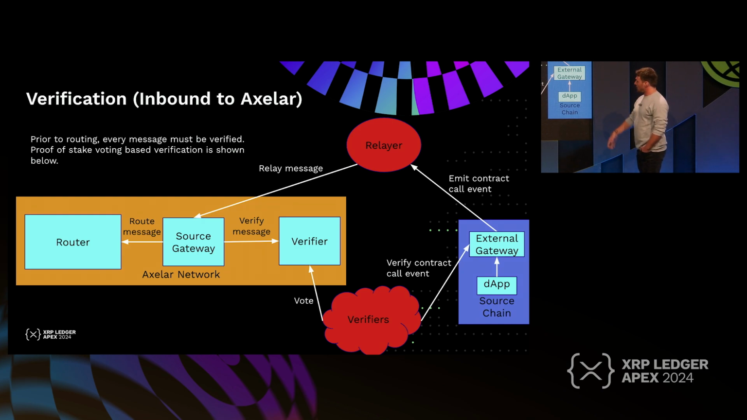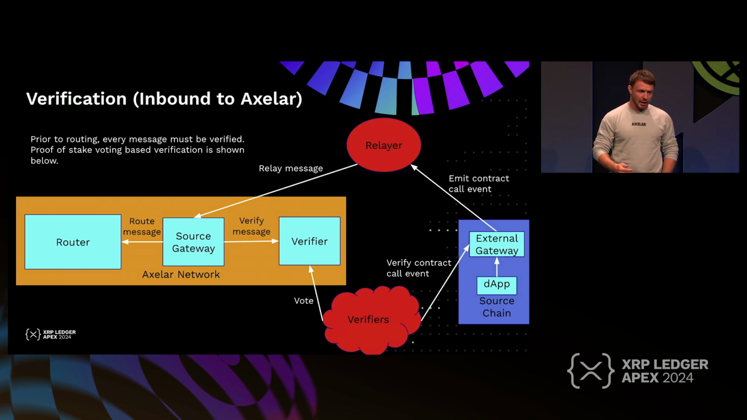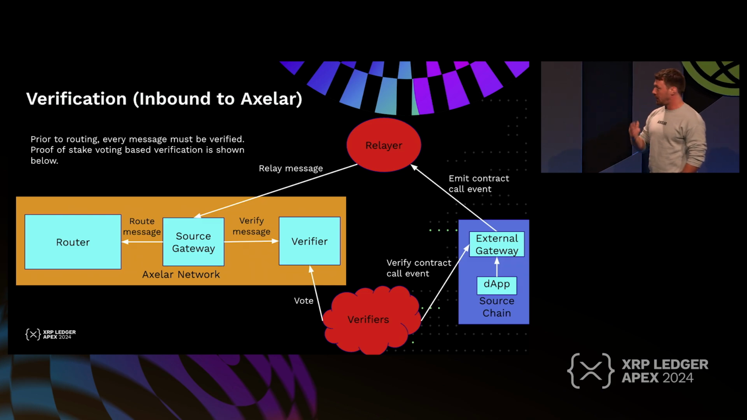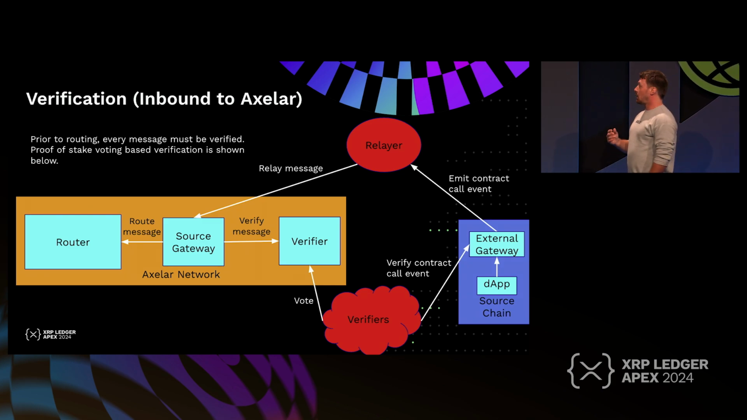What happens then is there are these off-chain verifiers, these proof-of-stake entities, that hear that there's a message that needs to be verified. They look up that message on the external chain, the source chain, and they check, is everything exactly as the relayer said? Are the contents the same? Is the payload the same? Is the destination the same? Is it exactly as it's said? And if it is, they vote. They say, yes, this message is valid and ready to be routed.